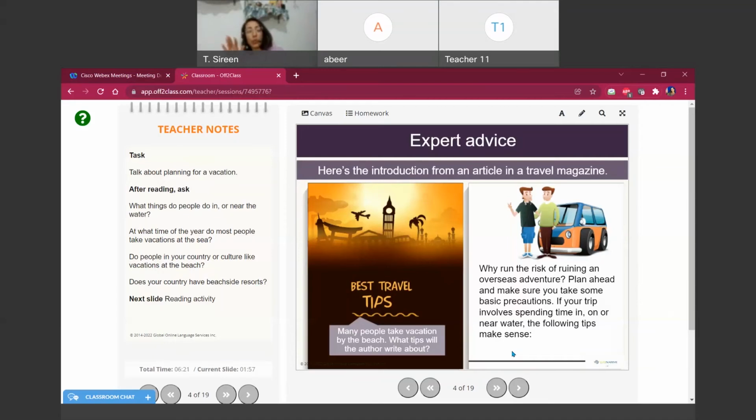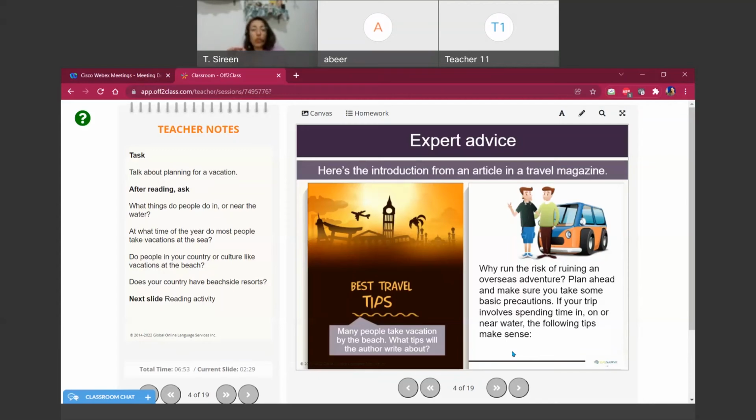So plan ahead. Before we travel, we need to make a plan, and we need to take the basic precautions. For example, if we are going somewhere where they have a disease, we need to take, for example, a vaccine. Or we need to take basic precautions, like winter clothes if we are going somewhere cold. We don't take something like t-shirts because it's cold. So we need to take our precautions.